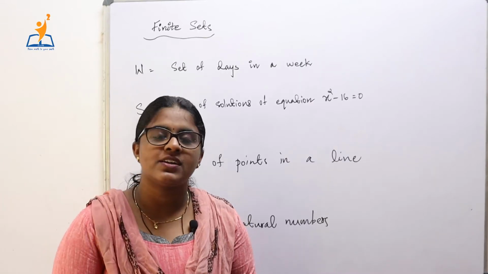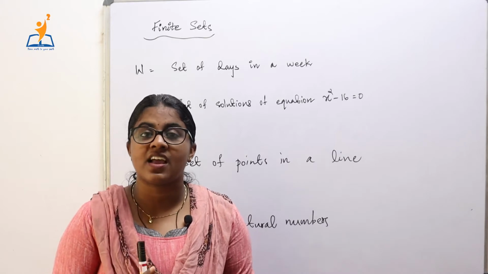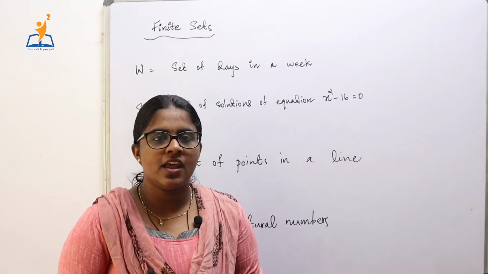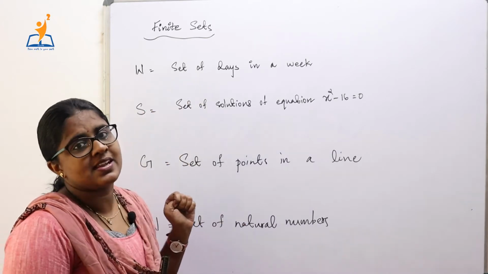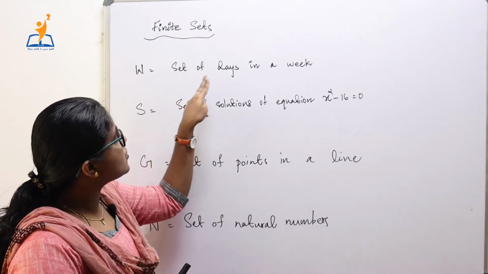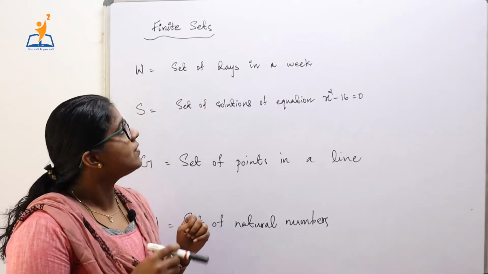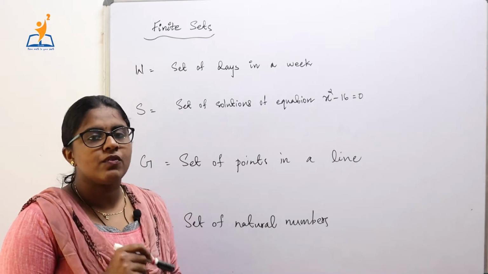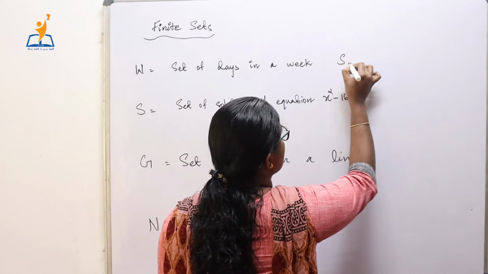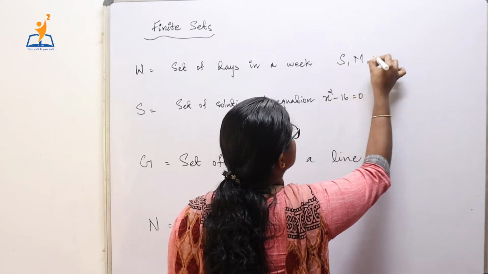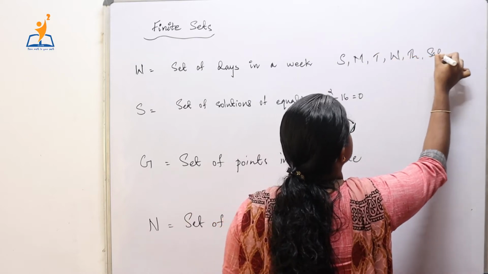Now, let's discuss what is a finite set. Before defining what is a finite set, it is necessary to understand what is the cardinality of a set. To define the cardinality of a set, let's consider the first example given here: the set of days in a week. The set W is the set of days in a week. We know that in a week there are 7 days, and they are Sunday, Monday, Tuesday, Wednesday, Thursday and Saturday.